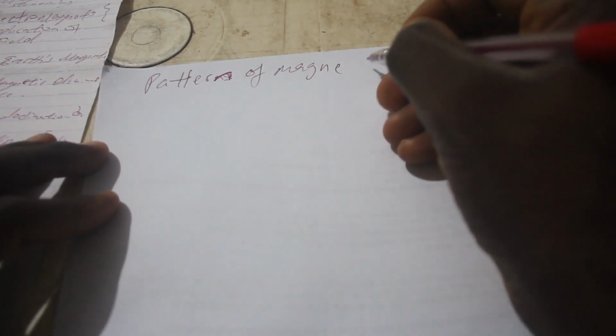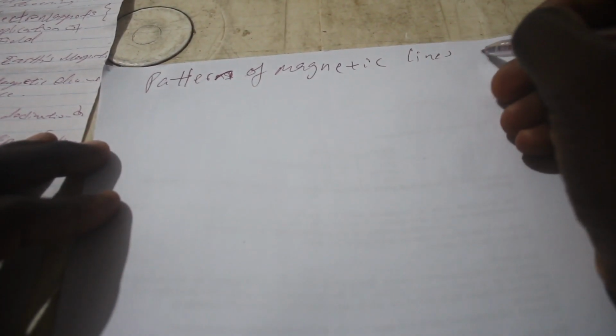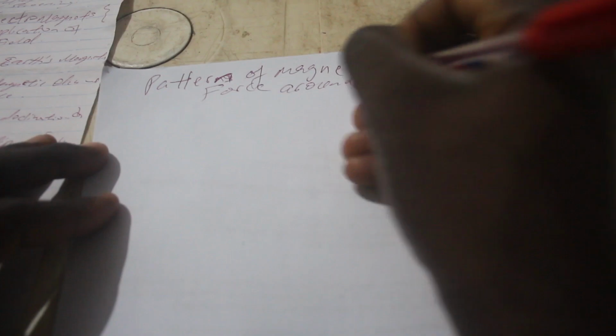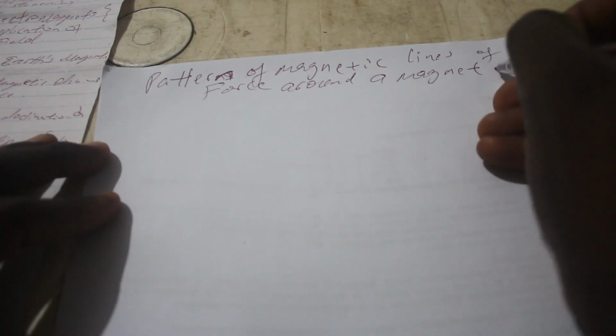Pattern of magnetic lines of force around a magnet.